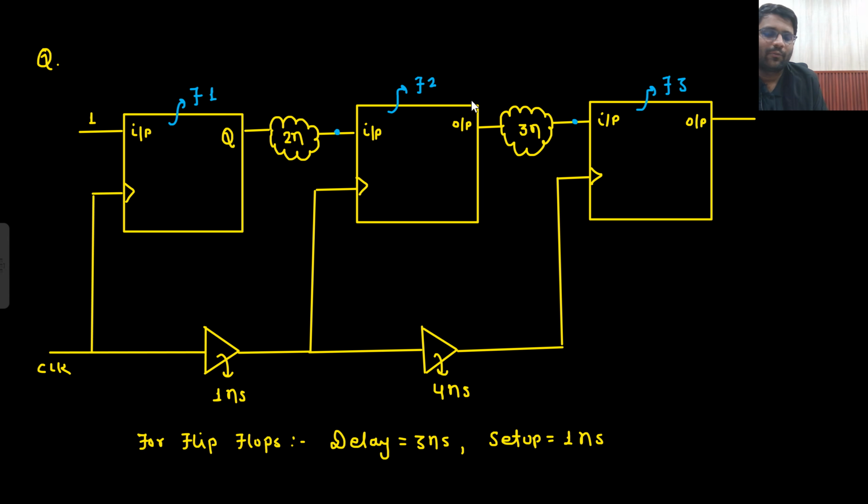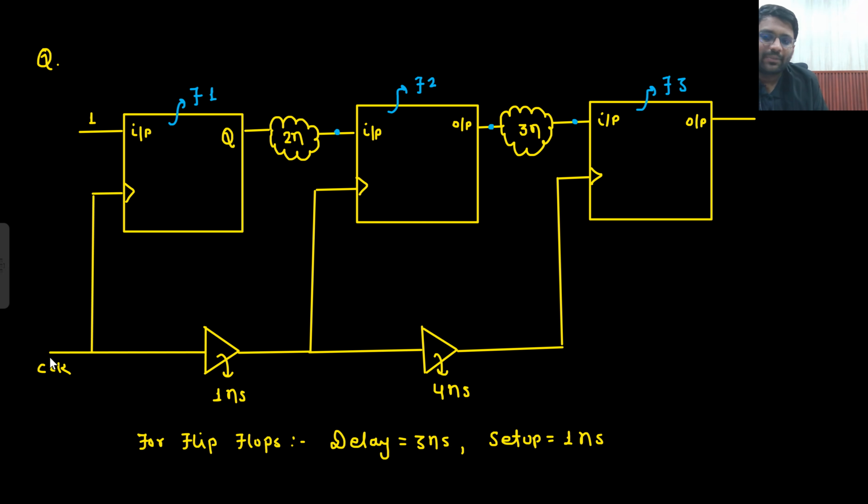So first I will work from flip-flop 1 to flip-flop 2. Then from where is this coming? This is coming from here. And from where is this coming? This is coming from here. Is that understandable to you? Let me repeat it again. From here it is coming. From where this input is coming, this is coming from here. From where this guy is coming, this guy is coming from here.